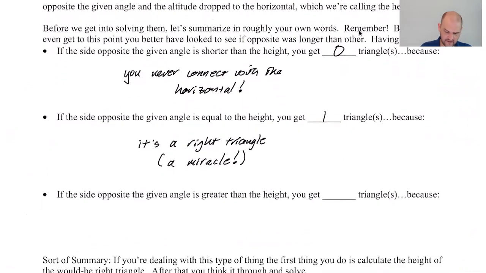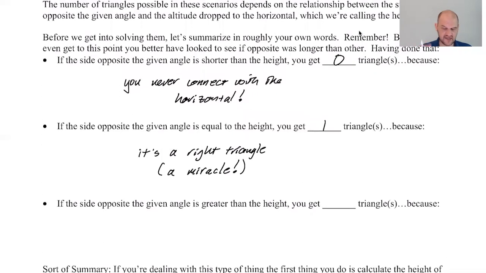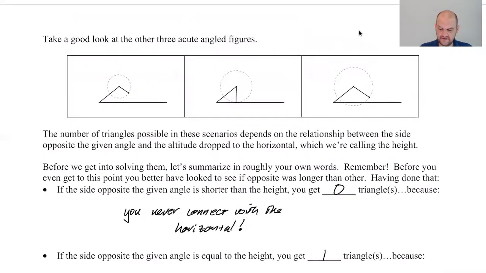And then finally, if the side opposite the given angle is greater than the height, we already know that the side opposite is less than the other given side, because if it was greater than the other given side, there'd be one triangle and we'd be done. We never would have found the height. So the side opposite is less than the other side, and it's greater than the height. That gives you two triangles.